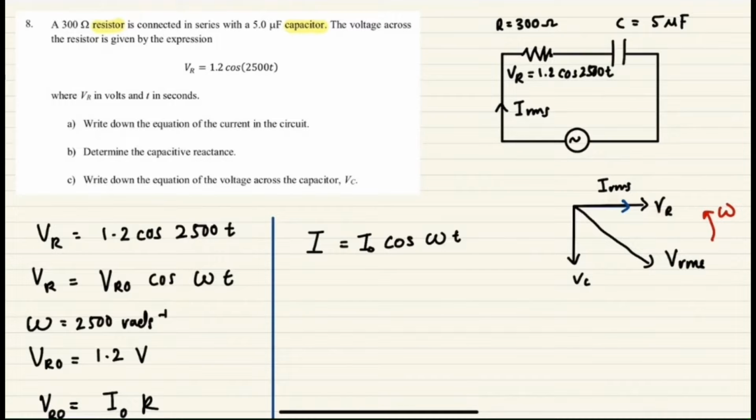So the actual phasor diagram that represents this is not here. Either maybe here or there, but it doesn't matter. Okay, we just want to focus on the concept.